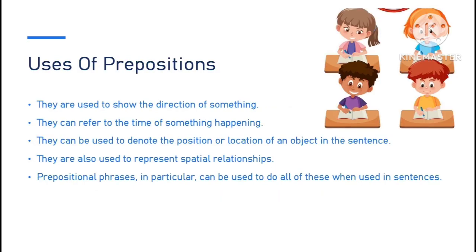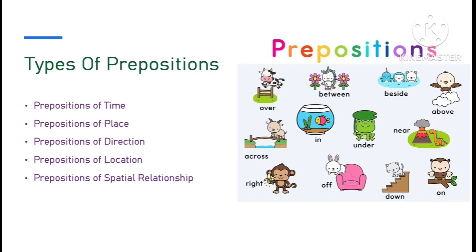Uses of prepositions. They are used to show the direction of something. They can refer to the time of something happening. They can be used to denote the position or location of an object in the sentence. They are also used to represent spatial relationships. Prepositional phrases, in particular, can be used to do all these when used in sentences. Types of prepositions: prepositions of time, prepositions of place, prepositions of direction, prepositions of location, prepositions of spatial relationship.